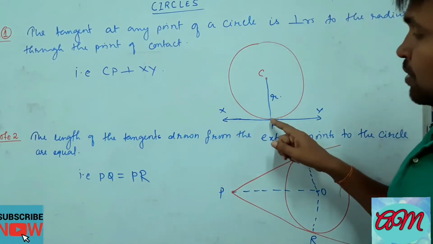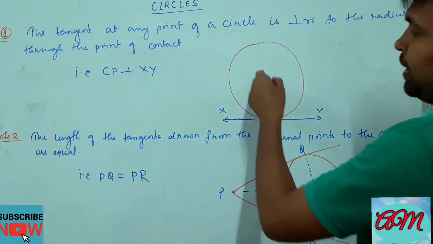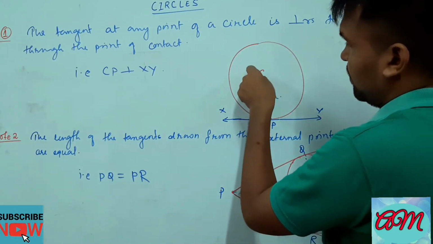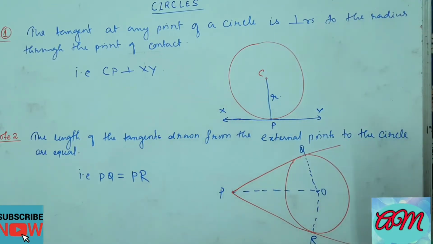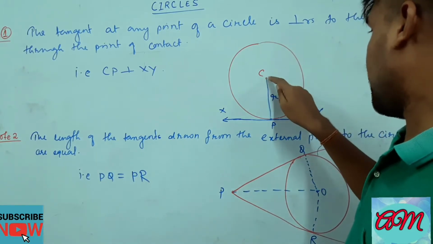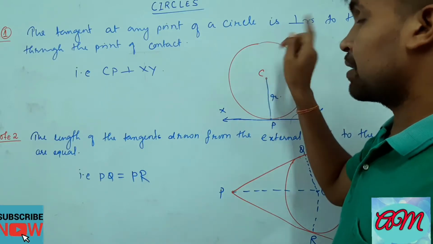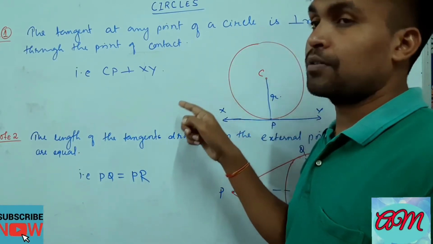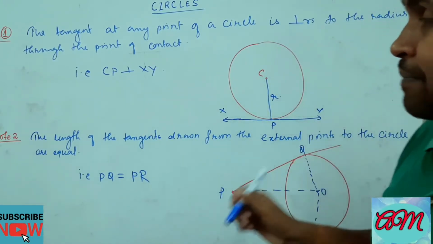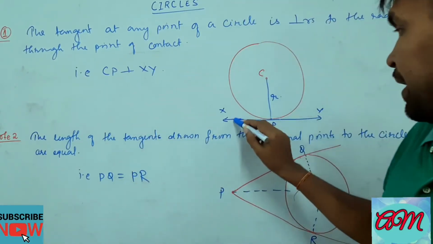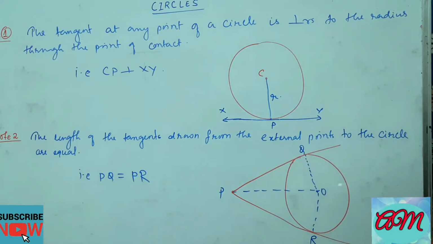That means XY is the tangent. Why? Because XY is touching the circle at a point P. Now if I draw a radius from point C to point P, always remember this: if the tangent is here also, if I draw a radius from here, it will be perpendicular. If the tangent is here also, if I drop a radius here, it will be perpendicular. That means CP is perpendicular to XY. This is your note number 1, a very important point. You should understand this. Okay.